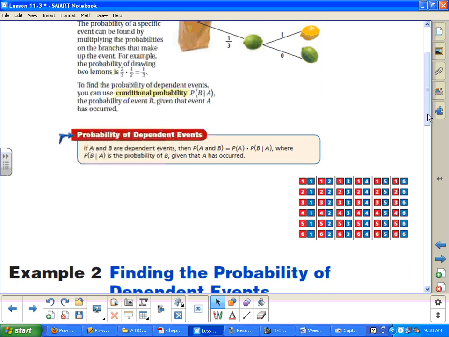If A and B are dependent events, then the probability of A and B is equal to the probability of A times the probability of B given A. And that just means that you have to take that first thing into account to get the second thing. So let's see how it works.